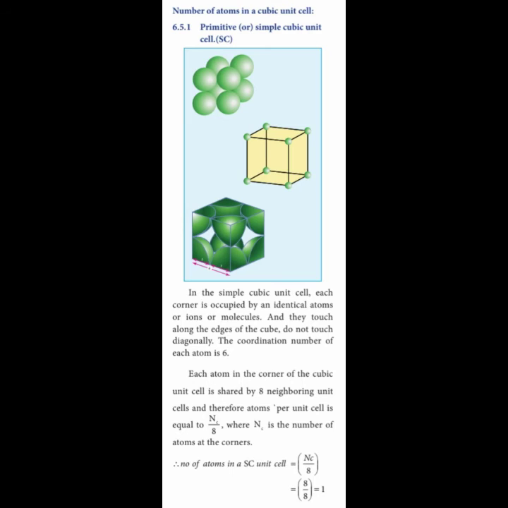Suppose at each of those 8 corners another cube is present, that means one atom is contributed to the other 8 unit cells. That's why it is given as: each atom in the corner of a cubic unit cell is shared by 8 neighboring unit cells, and therefore atoms per unit cell is equal to Nc by 8, where Nc means number of atoms at the corners. So if we calculate Nc by 8, we know the number of atoms at the corner is 8. So 8 divided by 8 equals 1. So in a simple cubic unit cell, only one atom is present. So the number of atoms in a simple cubic unit cell is 1.